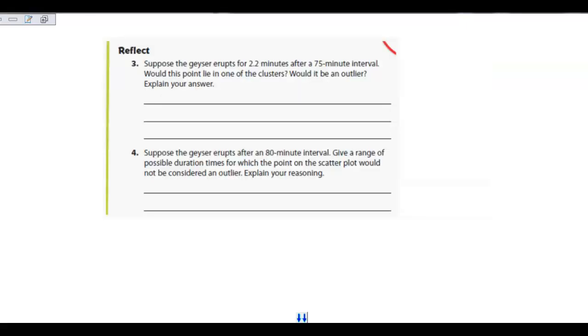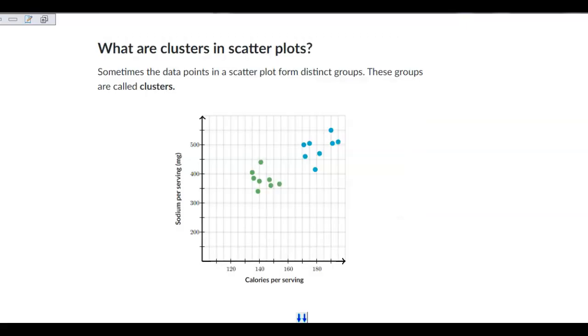Okay, suppose, let's see, that was one we already did. Let's talk about these clusters. What do you see? Okay, if you said 2 clusters, you're correct. I have a cluster here, and I have a cluster here. They're fairly spread apart. These are a little tighter, these are a little looser.